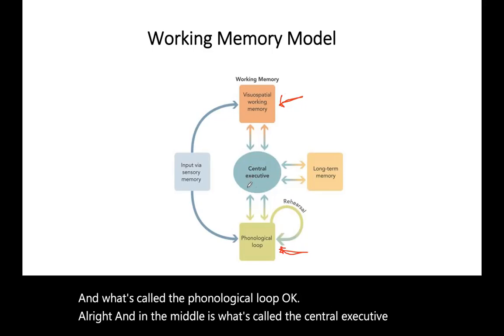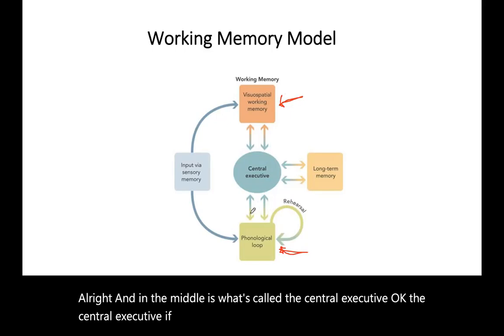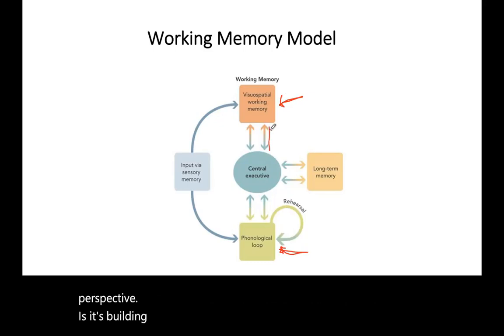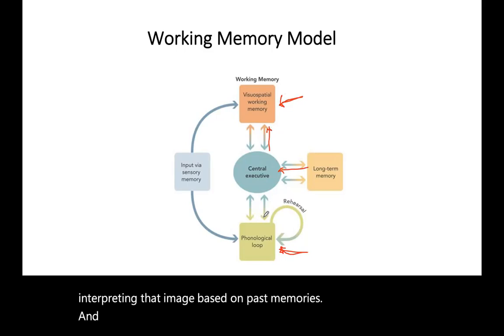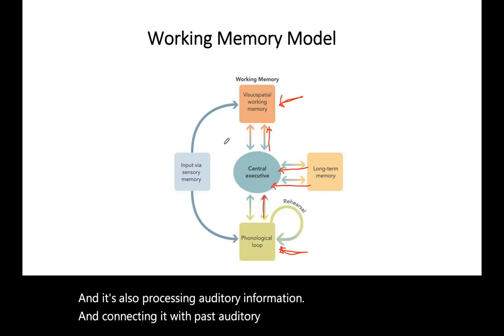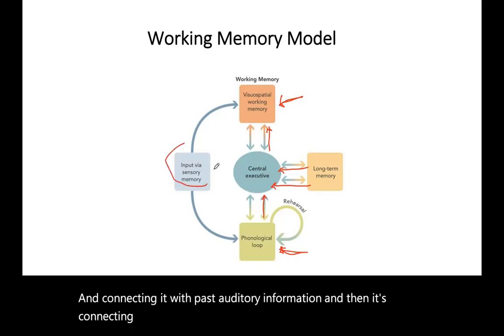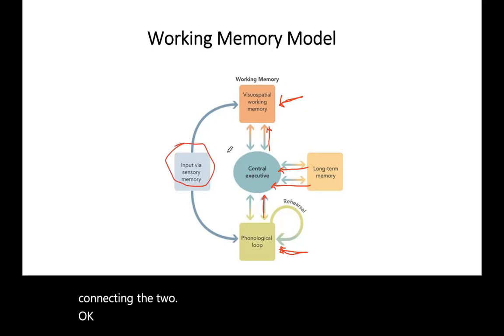The central executive, if we're looking at it from this model's perspective, is building an image based on the sensations we're receiving. It's interpreting that image based on past memories. And it's also processing auditory information and connecting it with past auditory information. And then it's connecting the two, and making it so that we have an understandable reality of what's going on, okay?